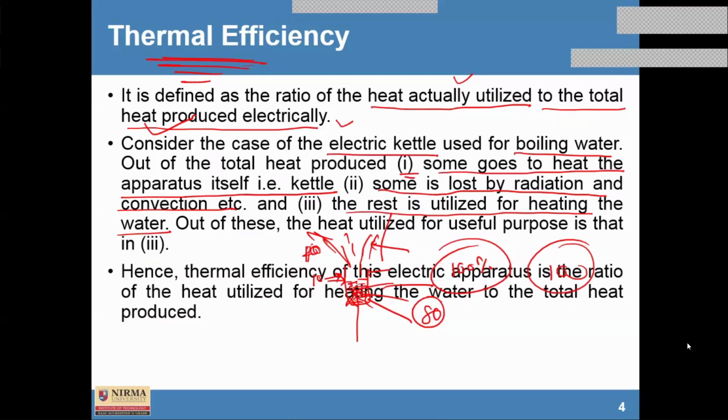So thermal efficiency of this electrical apparatus is the ratio of heat utilized for heating the water to the total heat produced. Correct? So this is thermal efficiency, and we can write an expression for it. H is equal to VIT upon J. This is an expression where J is equal to 4200 into efficiency, where we can write this is the constant mass, and theta2 minus theta1 is the difference in temperature from one state to another state.